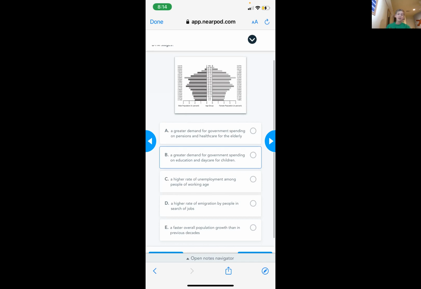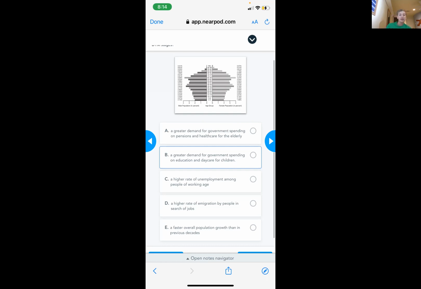C says a higher rate of unemployment among people of working age. C, I definitely don't agree with, because a population pyramid doesn't show you unemployment rates of a country. So you're trying to infer something that's not there. D says a higher rate of immigration. Again, this graph doesn't show anything about immigration. It doesn't show you the natural rate of increase versus immigration. So I would be wary of picking answer C or D since those aren't shown in the graph.